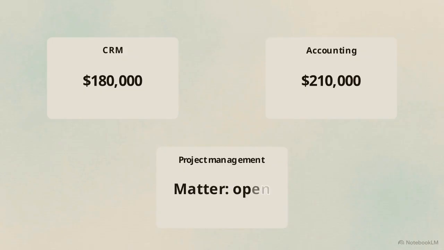This diagram shows 3 dashboard panels from a typical growing service firm. Your CRM says a client is worth $180,000 in lifetime billings. Your accounting system says $210,000. And your project management tool shows an open matter that your billing platform closed 3 weeks ago.